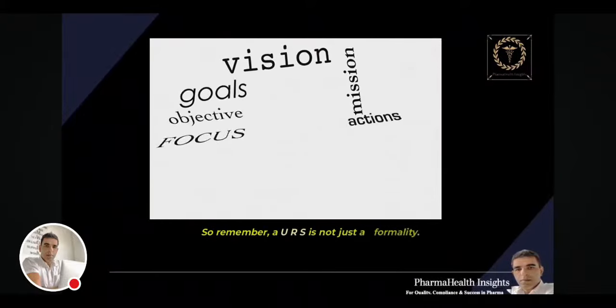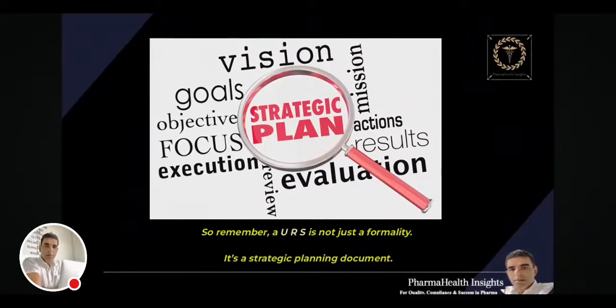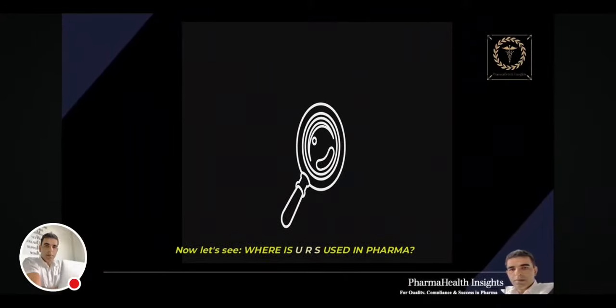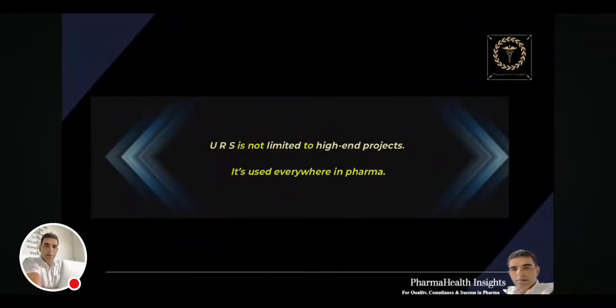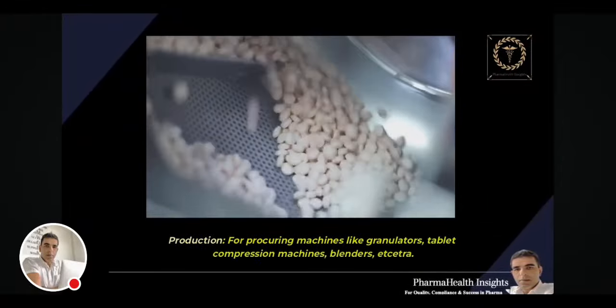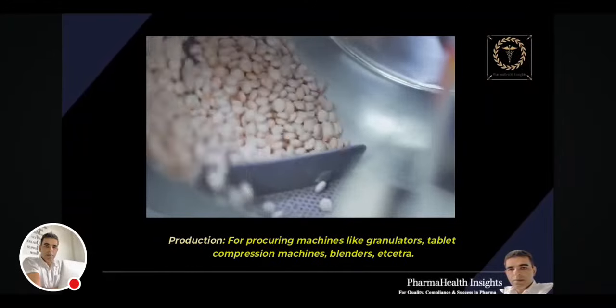So remember, a URS is not just a formality. It's a strategic planning document. Now let's see, where is URS used in pharma? URS is not limited to high-end projects. It's used everywhere in pharma. Here are some examples. Production. For procuring machines like granulators, tablet compression machines, blenders, etc.